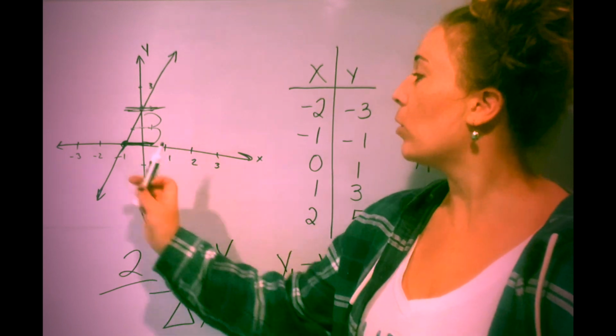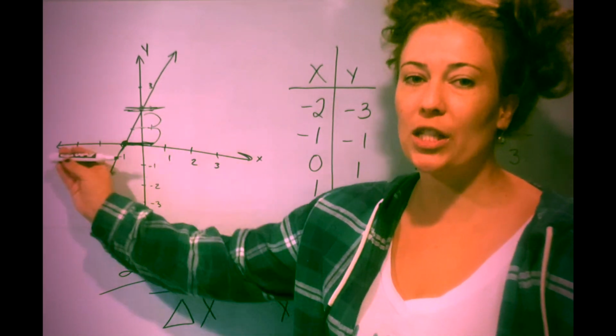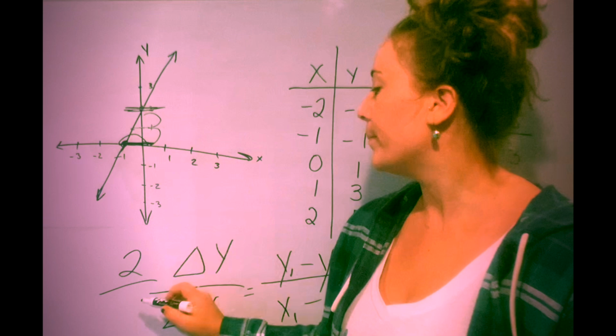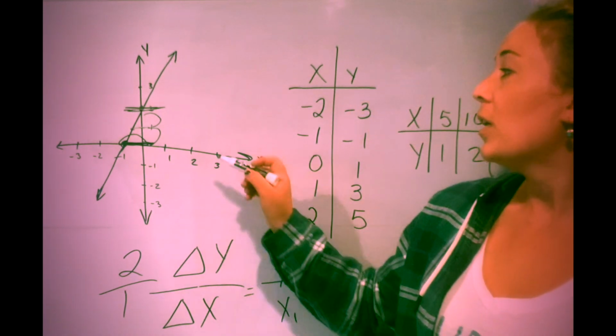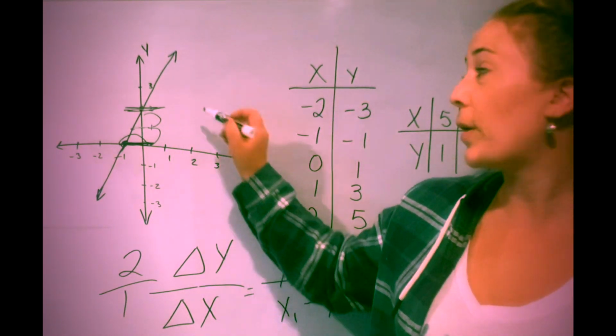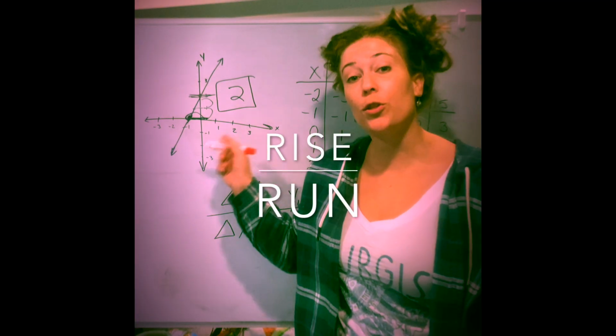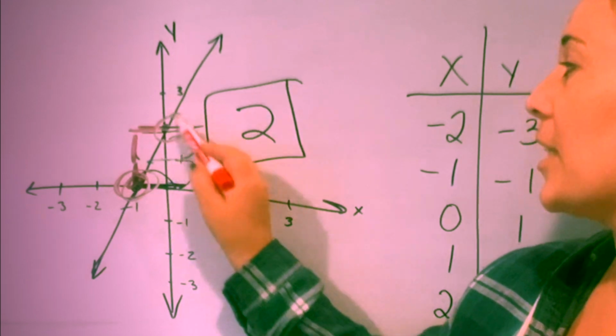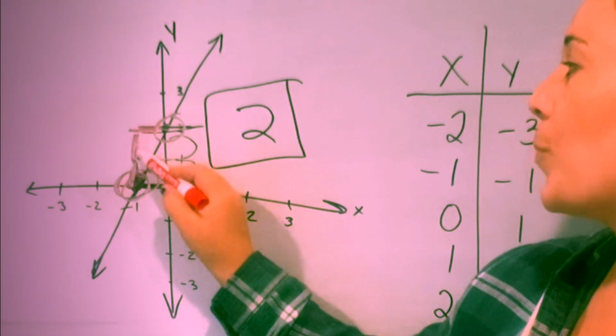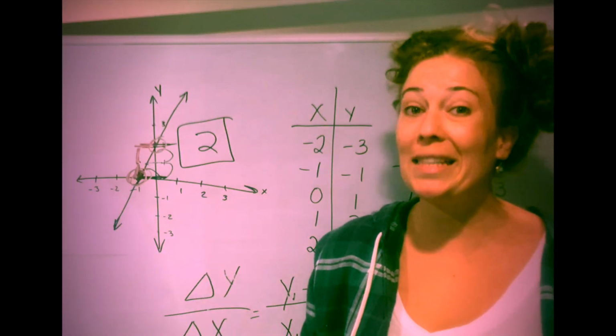How many did we go left to right for the x-axis? What's the change in the x? 1. 2 over 1, which is 2. So the slope here, or the constant rate of change, is 2. Now, if you remember rise over run, you can also do it for graphs. To get from this point to this point, you rise 2 spaces, run 1, 2 over 1, same exact thing.